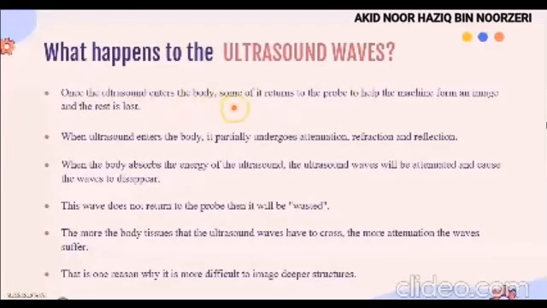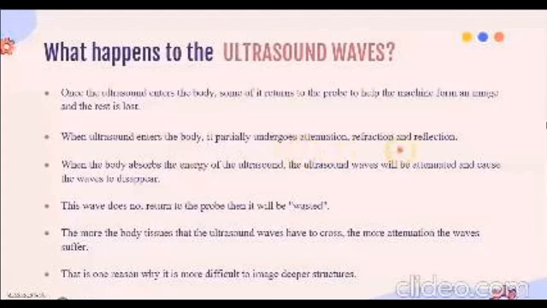Once the ultrasound enters the body, some of it returns to the probe, where the machine forms the image, and the rest is lost. When ultrasound enters the body, it partially undergoes attenuation, refraction, and reflection. When the body absorbs the energy of the ultrasound wave, the wave is attenuated and disappears. This wave does not return to the probe, and it is wasted. The more body tissue the ultrasound wave has to cross, the more attenuation the wave suffers. That is one reason why it is more difficult to reach deeper structures.